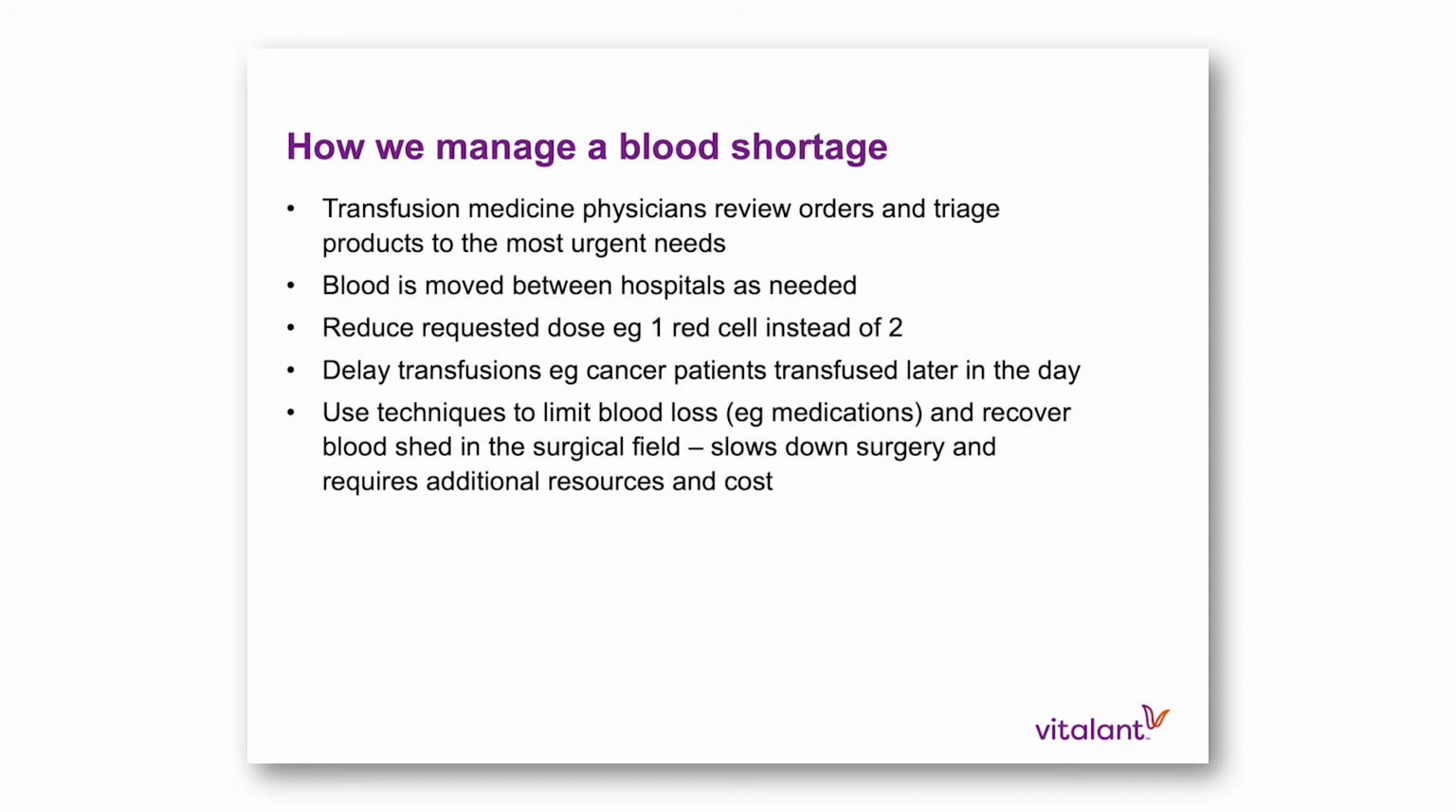So we are triaging. We are moving blood between hospitals so that level 1 trauma centers might get blood transferred from a community hospital that had 4 extra units of Group O blood. And we have drivers that are actively buzzing around the city doing that. We may reduce the dose, so they may have requested 2. We may say, can we give you 1 now, repeat the hemoglobin, and then call me back. And we may postpone transfusions. Like cancer patients may have their platelets or red cells postponed to later in the day or even the next day.